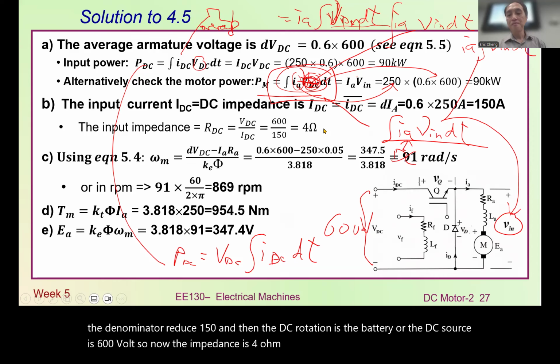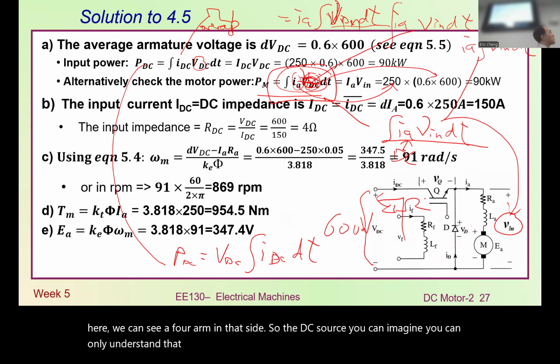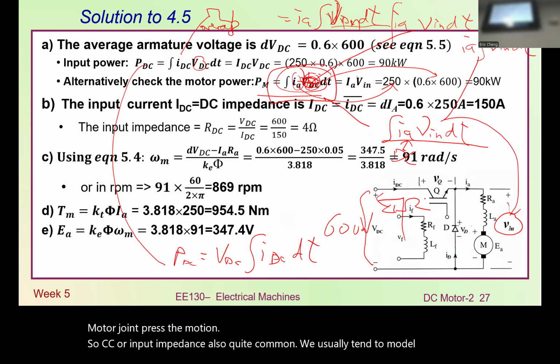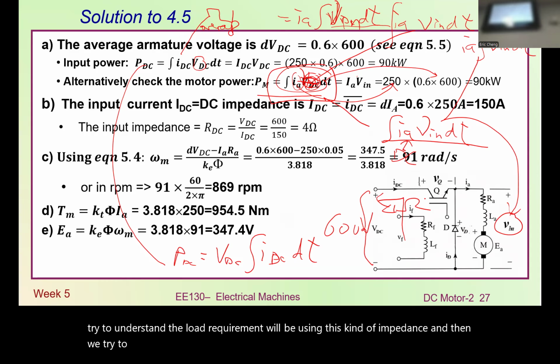So what it means here is, if we view from here, you can see 4 ohm on that side. The DC source, you can understand, sees the whole motor drive plus the motor as looking like 4 ohm. So DC or input impedance is also quite common. We usually model something to try to understand the load requirement, and we use this kind of impedance. We calculate the voltage and current, get the ratio, and then we get the impedance on the input side.